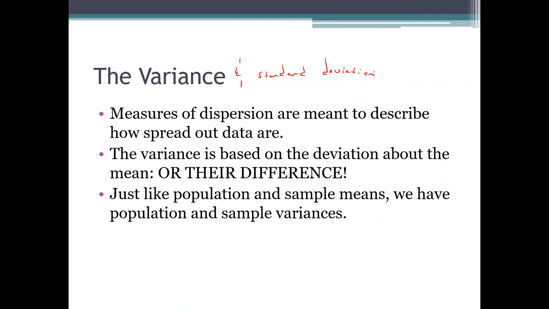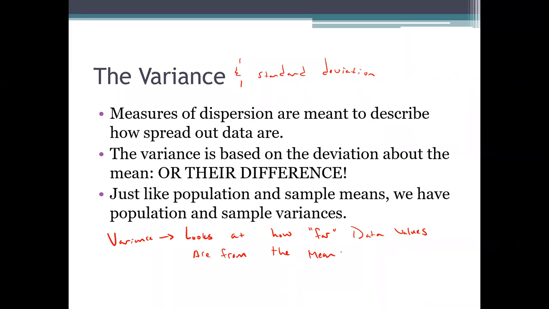Measures of dispersion are meant to describe how spread out the data is. What we want to see is how spread out the data is from the center, from the mean. So we introduce these calculations called the variance and the standard deviation. The variance is based on the deviation about the mean. This first calculation, variance, looks at how far, put that in quotation marks, how far data values are from the mean, so from the average.